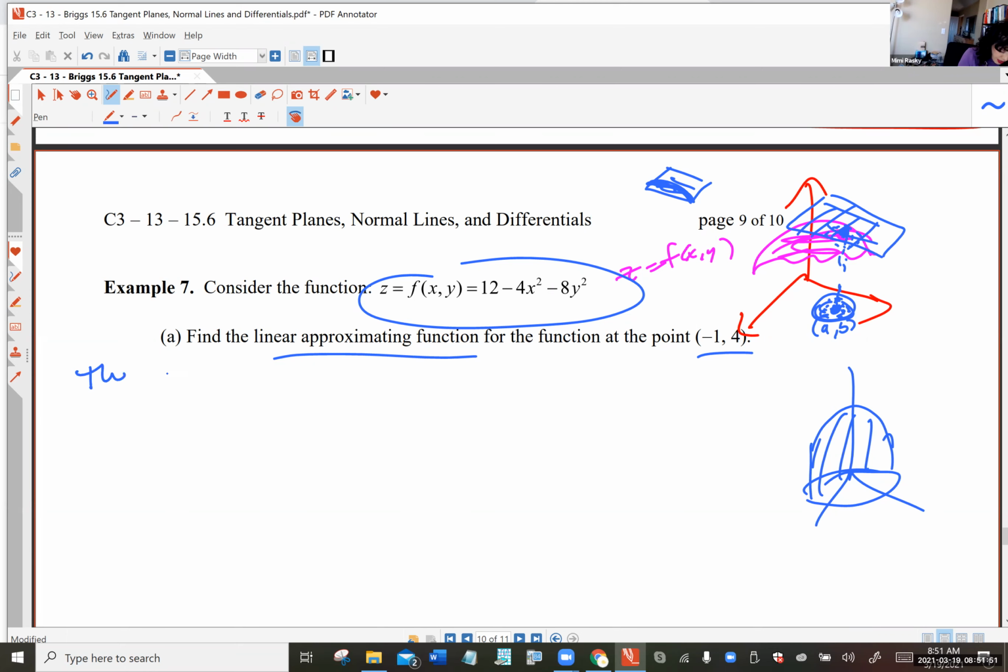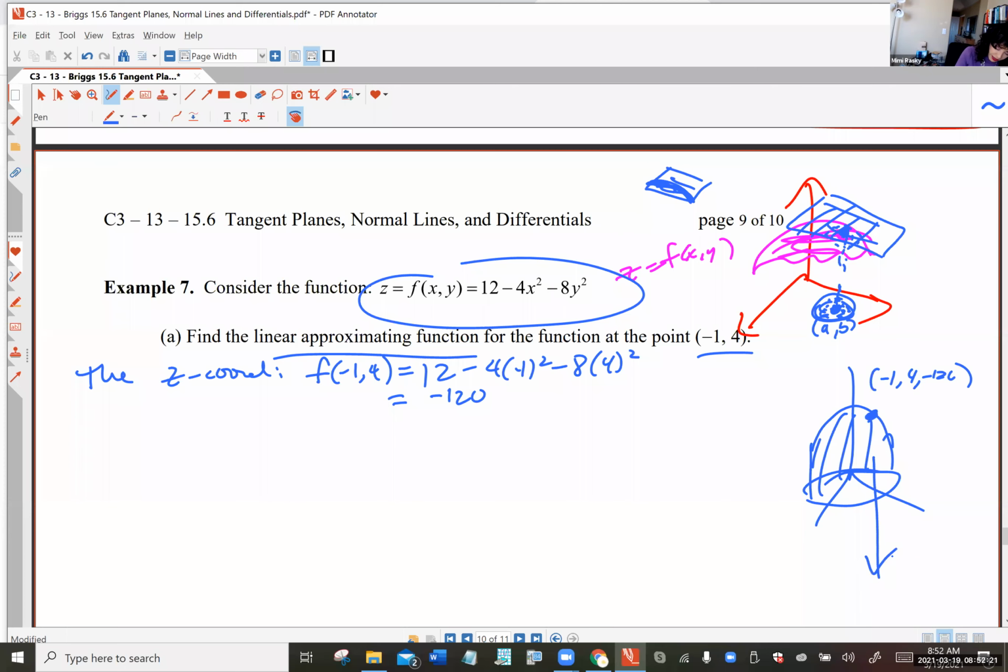The z coordinate would be f evaluated at negative 1, 4. So you'd have to go 12 minus 4 times negative 1 squared minus 8 times 4 squared, and punch all that into the calculator. I get negative 120. So the point on this paraboloid would be negative 1, 4, negative 120. Actually, it would probably be way down here, because we have a negative z coordinate. Now go get the tangent plane at that point.